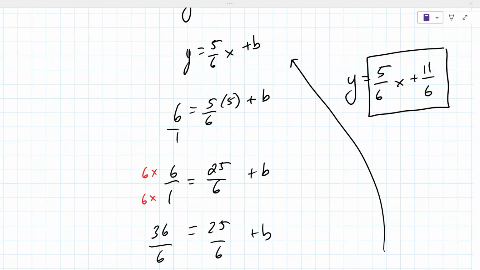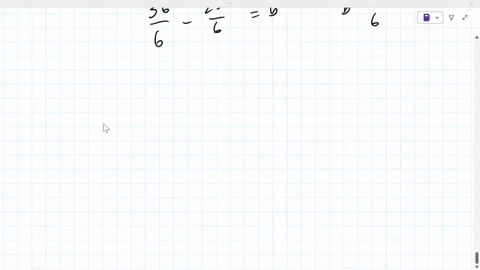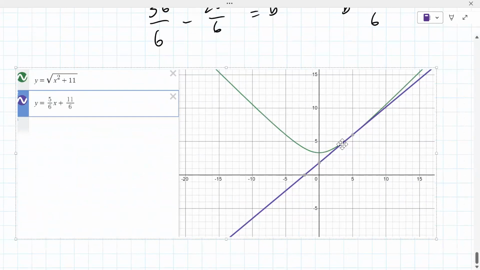Just to be clear, a tangent line hits the curve at a tangent. So I made a quick sketch of this. The green is your original, purple is that line we just graphed, and you can see this little place here. That's where it touches. It's tangentially there.